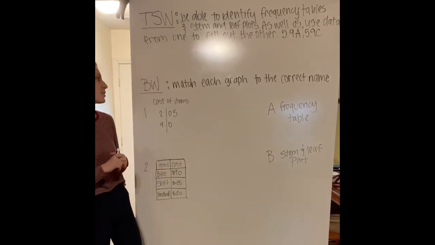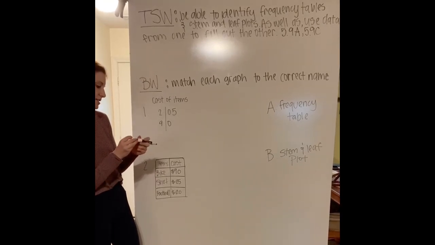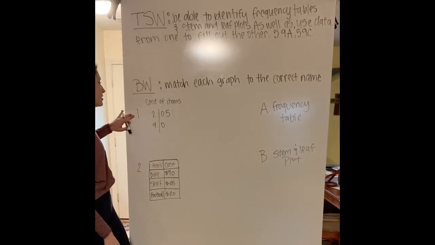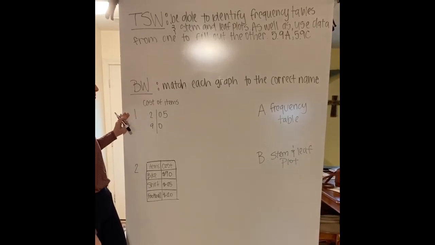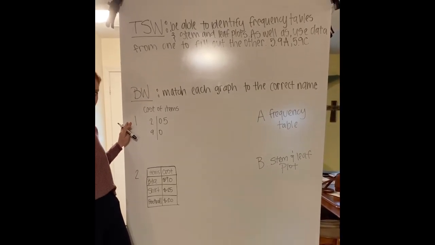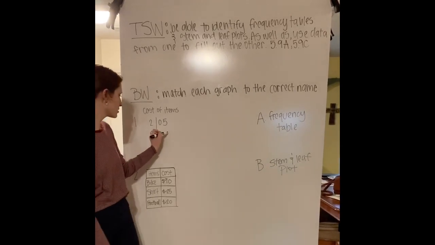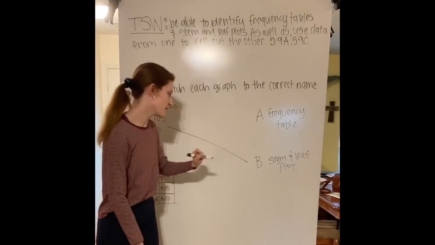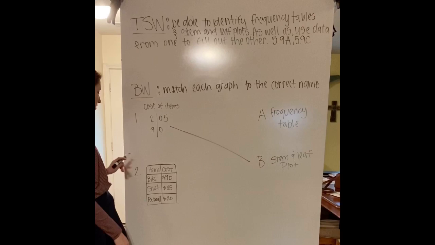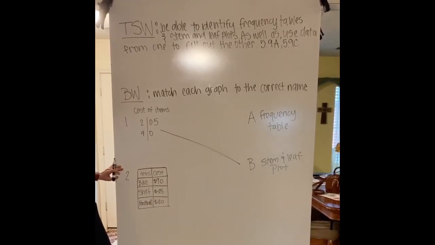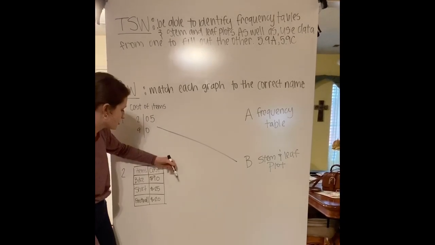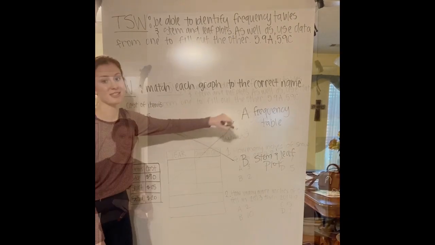So for our work today, we're going to match each graph to the correct name. So for number 1, we have either A, a frequency table, or B, a stem and leaf plot. Number 1 is a stem and leaf plot. And for number 2, since our only option left is a frequency table, number 2 is a frequency table.